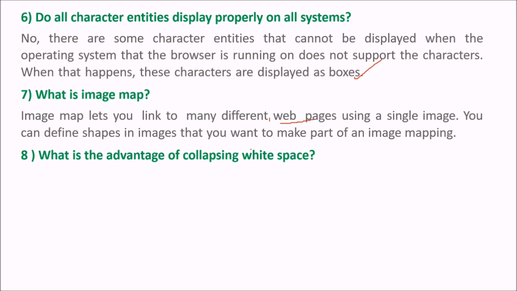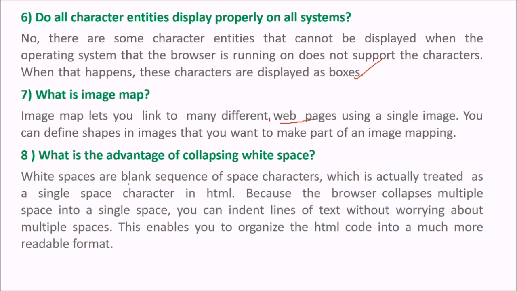What is the advantage of collapsing white spaces? White spaces are these. See, you don't see anything here. You just write the characters. Between this one and this character there is a space. This is a white space character. Backspace, tab, all these are white spaces, which are not seen. They are not graphic characters.